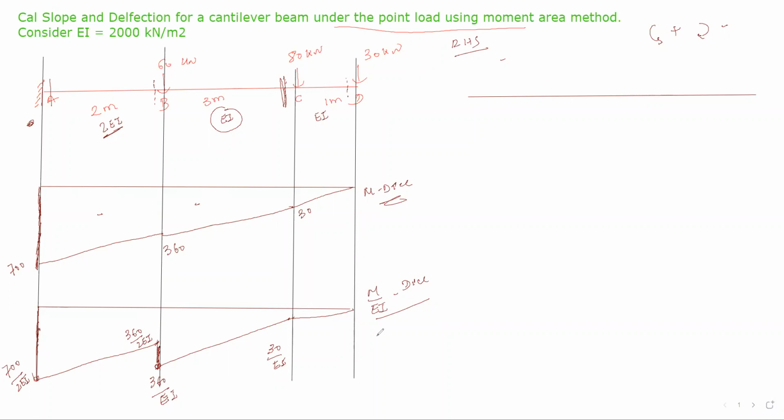You have to simply do M by EI. That means what do you have to do? Moment divided by EI. That's why 700 divided by 2, that is nothing but 350.